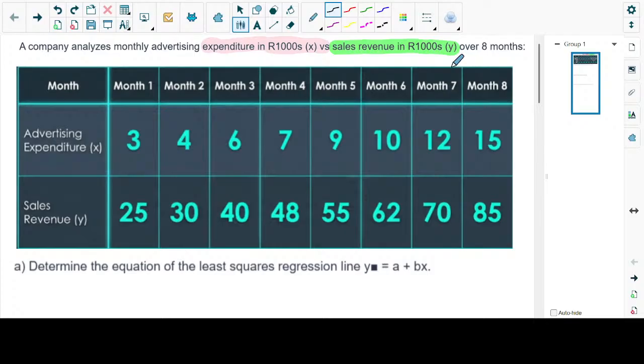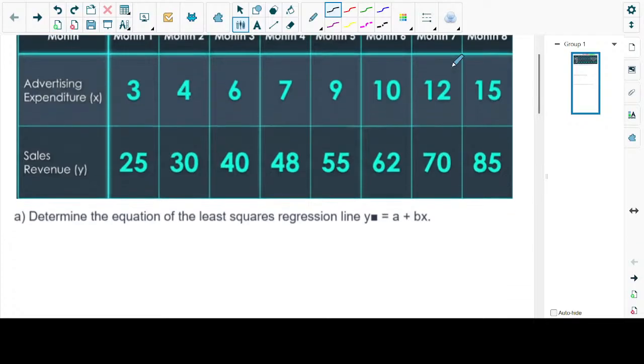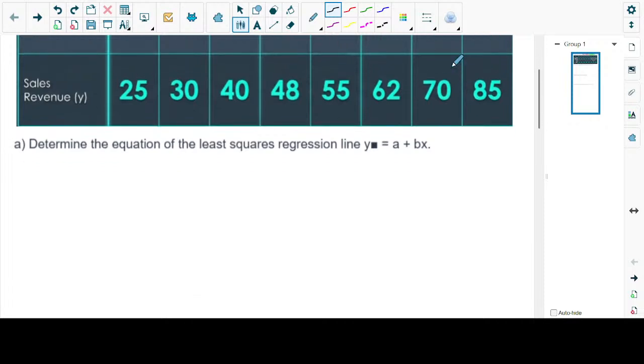What is the first thing that we are doing then? The first thing we are doing, we must determine the equation of the least squares regression line, which is y is equal to a plus bx. It's y cap. We spoke about it yesterday. In the question, they didn't give us the y cap, so that's why I didn't include the y cap.